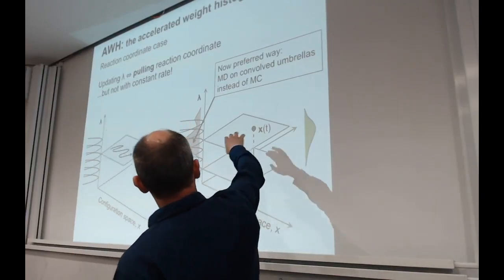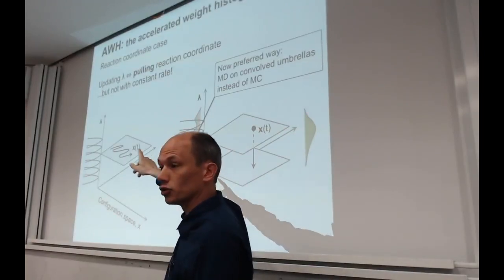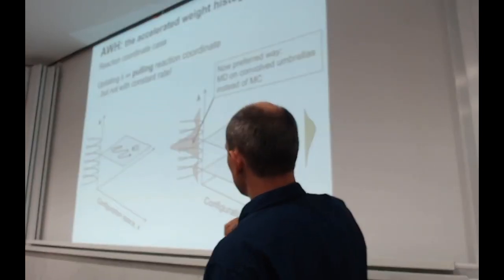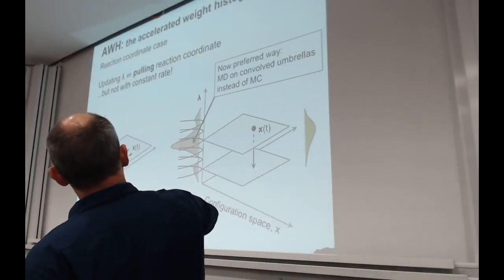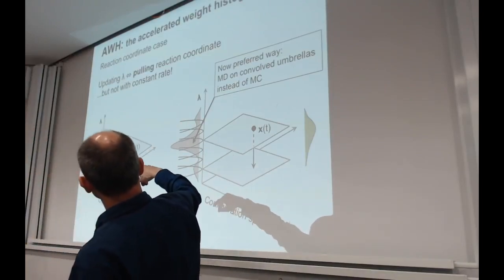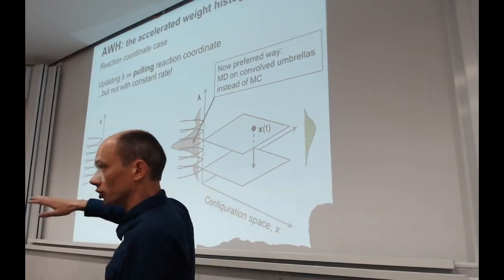Now we actually have a preferred way. We convolve the umbrellas to get a convolved potential, and then you can just do MD. That's very similar to what metadynamics does with dumping Gaussians. So we're pulling on the system, but not with a constant rate. And the system, in the end, if the updates are small, you're not pushing the system anymore. You go to equilibrium.